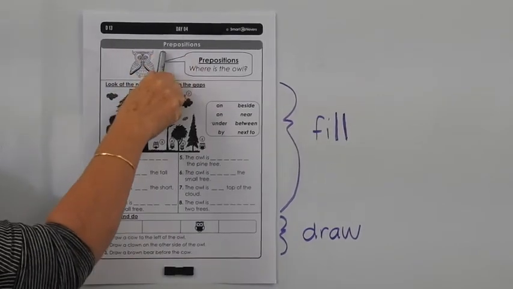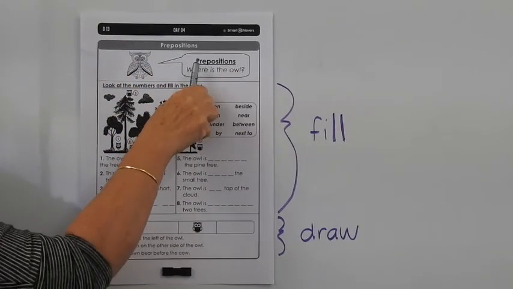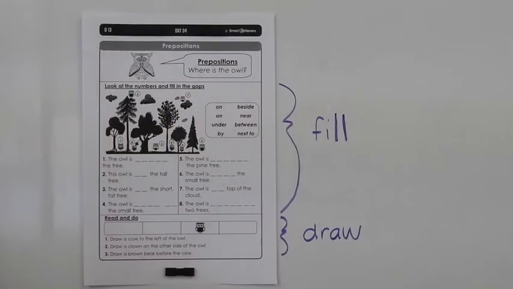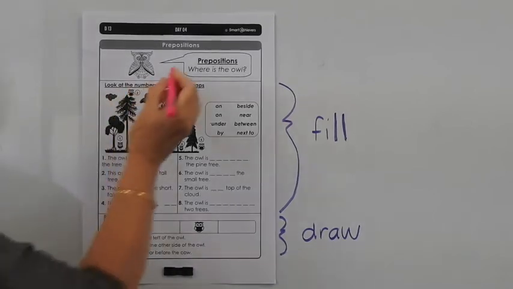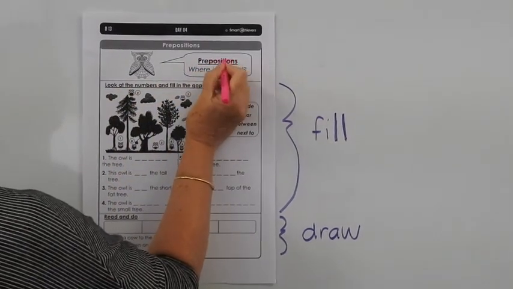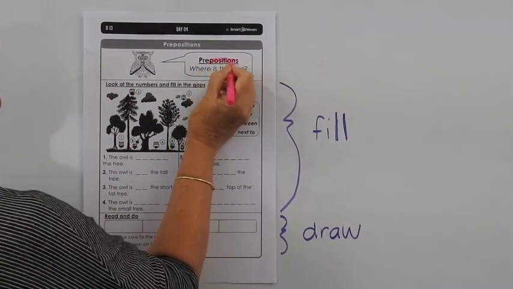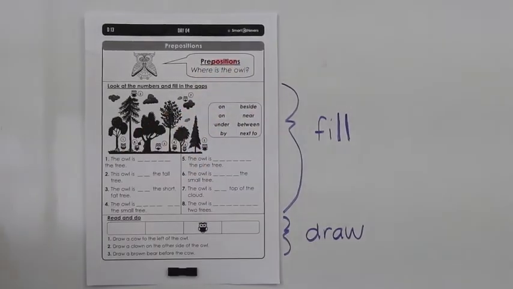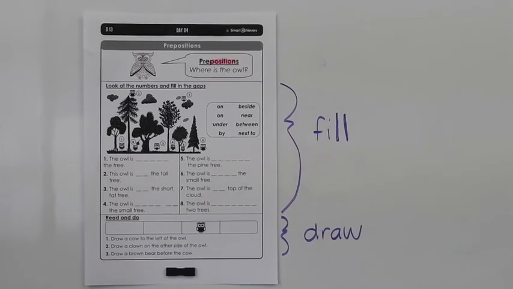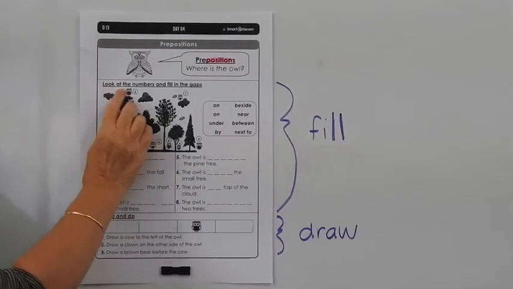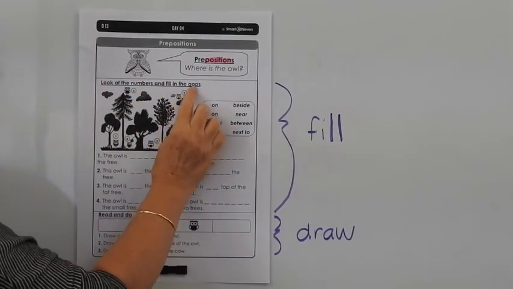D13, day 4, we're looking at prepositions. So a preposition is a word in the sentence that tells us where something is. There's a little word position hidden inside the word preposition, which is a good hint to you to look for the positional word in the sentence. If you look at this, it says, look at the numbers and fill in the gaps.